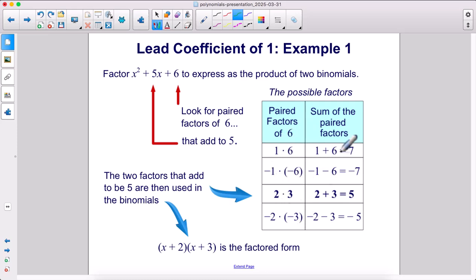So 1 plus 6 is 7. Negative 1 minus 6 is negative 7. 2 plus 3 is 5. Aha, there's our winner there. Negative 2 minus 3 is negative 5. So we're looking for this set here. The two factors that add to 5 are then used in the binomials. So look, x plus 2, x plus 3 is the factored form of this trinomial.